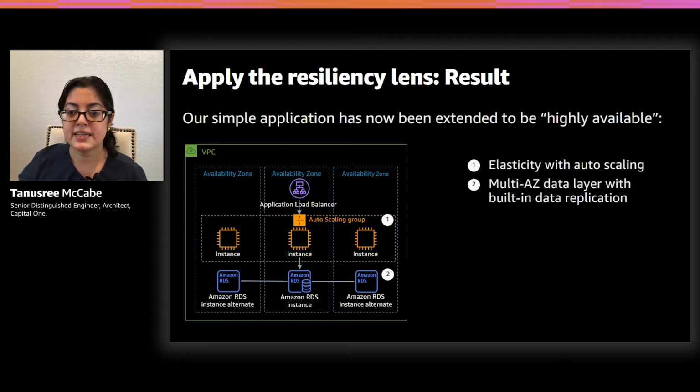The redundancy here allows this application to continue to be available in the case, for example, that one availability zone is no longer available. Another important aspect of this with the RDS layer is if, for example, the primary RDS instance fails, because we use redundancy and built-in data replication, we can easily promote an alternate RDS instance to take the place of the primary instance and continue operations.